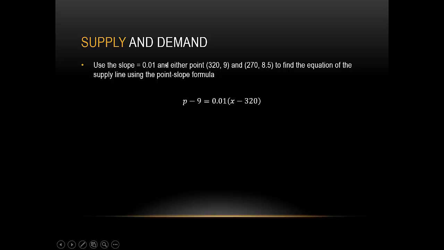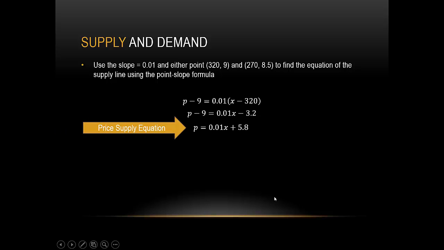I can use the slope 0.01 and either point to come up with my equation. So I used 9, 320, there's my slope. I start moving things around and I solve it for p, and that gives me my price-supply equation.